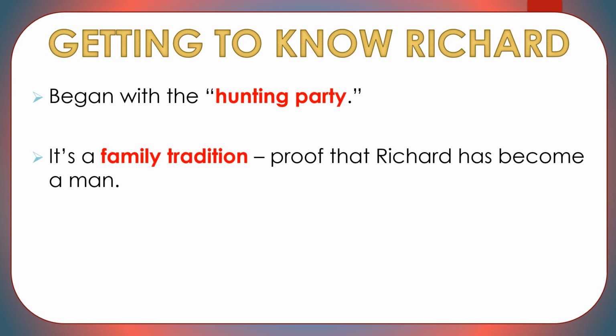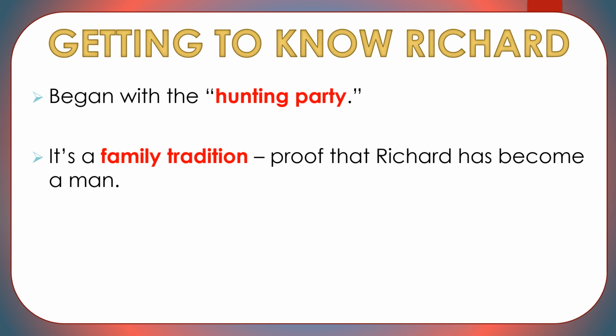Why is it so? Because it is a family tradition, a coming of age tradition to prove that Richard has become a man. So, for example, in Malaysia, among the Muslims, to prove that a boy finally becomes a man, that boy needs to be circumcised, berkhatan or bersunat, as people in the north say, right? So for Richard's family, the Knight family, they need to go on a hunting party and kill their first deer. When they succeeded, they have proved that they have finally become a man.